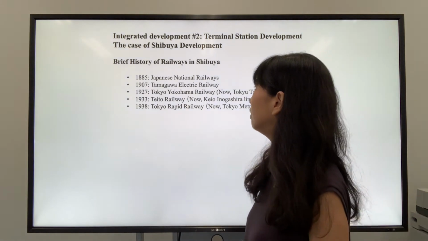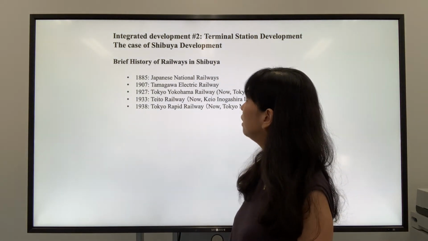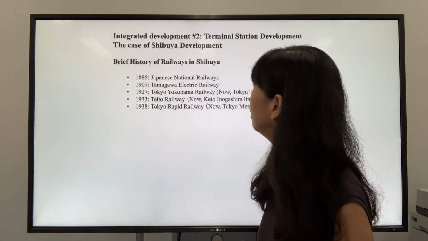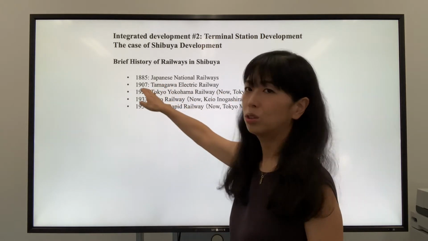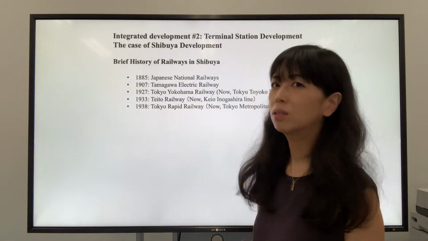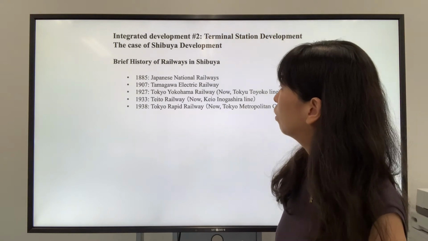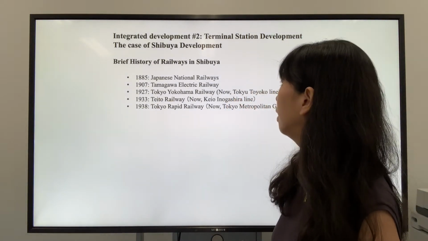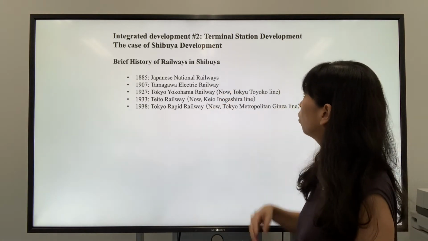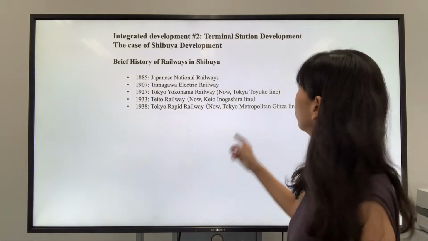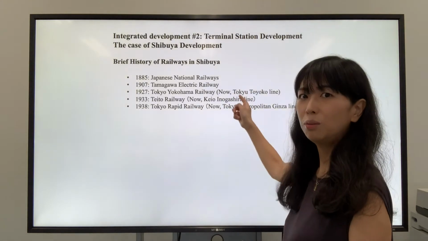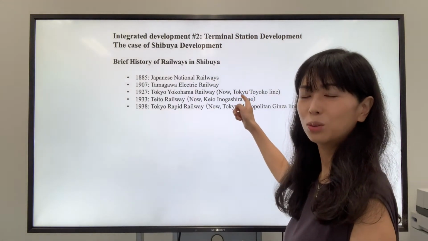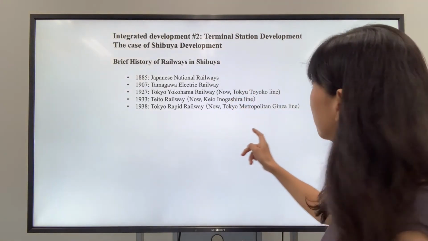Then in 1907, Tamagawa Electric Railway started. This one is actually a tramway, so currently you don't see this anymore. Followed by, in 1927, Tokyo Yokohama Railway, and currently this one is called the Tokyu Toyoko line. Tokyu is the important keyword here because Tokyu is the name of the developer.